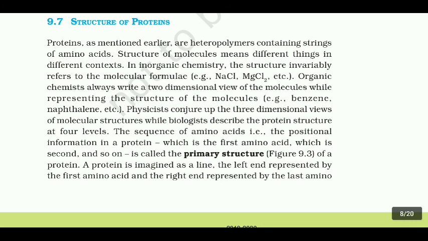The sequence of amino acids, that is the positional information in a protein, which is the first amino acid, which is second, and so on, is called the primary structure of a protein. A protein is imagined as a line. The left end is represented by the first amino acid and the right end is represented by the last amino acid.